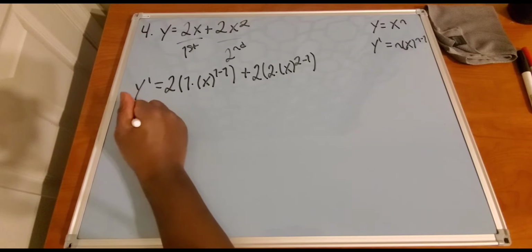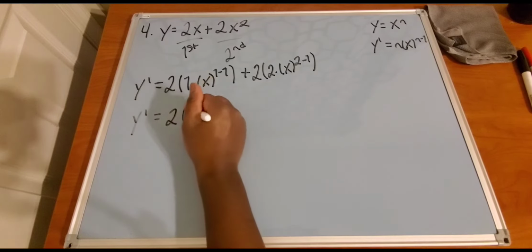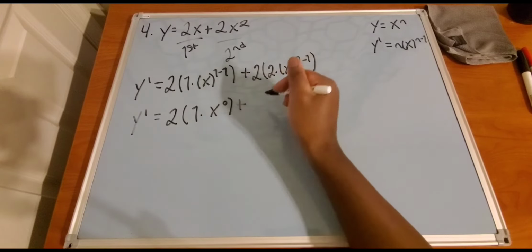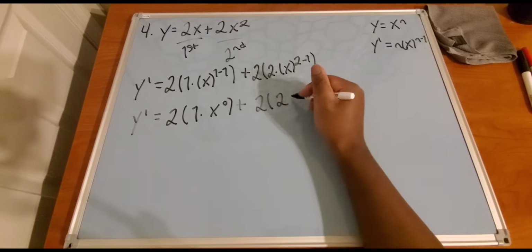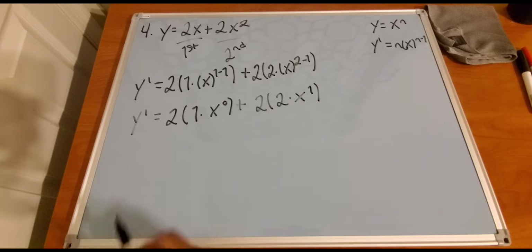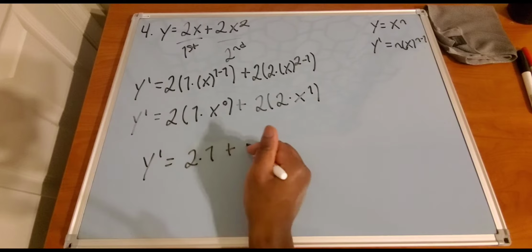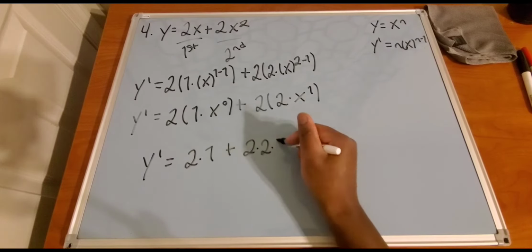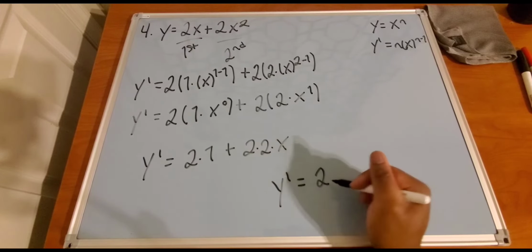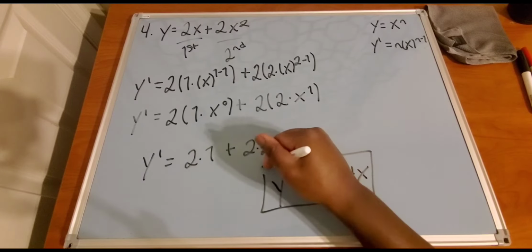Then we can simplify it down, so y prime is equal to 2 times 1 times x to the 0th power plus 2 times 2 times x to the first power. Anything to the 0th power is 1, so y prime will be equal to 2 times 1 plus 2 times 2 times x, which means our final answer, y prime, is equal to 2 plus 4x. And this is our answer for question number 4.